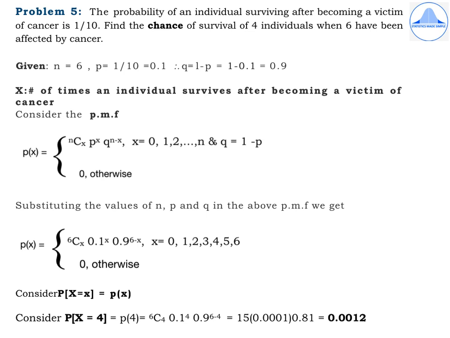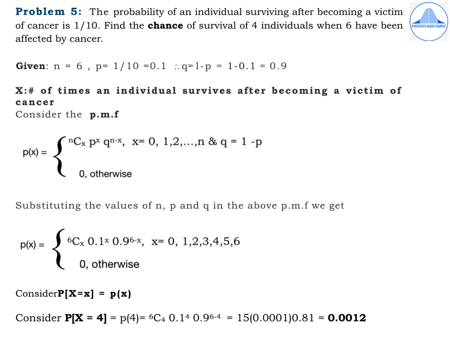Problem 5. The probability of an individual surviving after becoming a victim of cancer is 1 by 10. Find the chance of survival of 4 individuals when 6 have been affected by cancer. Now this problem is a binomial distribution problem, because if we survive after becoming a victim of cancer, it is considered to be a success, and the number of individuals they have considered here is a finite number, which is 6. So start with given n equal to 6, p equal to 1 by 10, which is 0.1. Find out q, which is 1 minus p, which is 1 minus 0.1, is equal to 0.9.